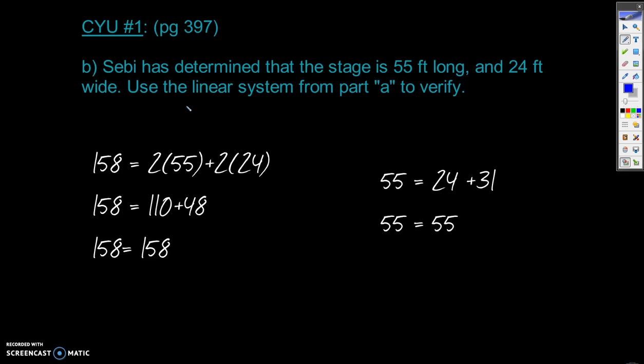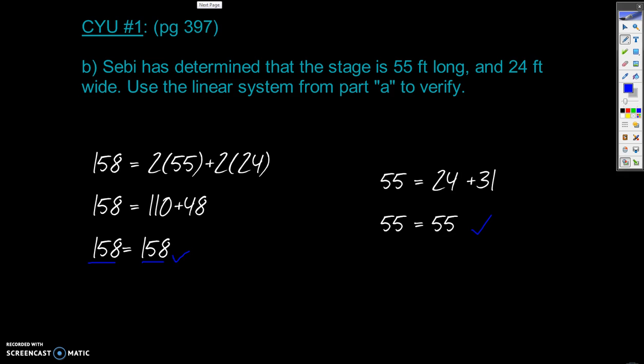Okay, once again, so Sebi has determined that the stage is 55 feet long and 24 feet wide. Use the system from part A to verify. So what you're doing is you're substituting in 55 for your length, 24 in for your width. And we have to verify. Does this right-hand side equal our left-hand side? Yes. And likewise with the second equation. If they do, that means both things are true, and you've now verified yourself. Checked your math. Good job.